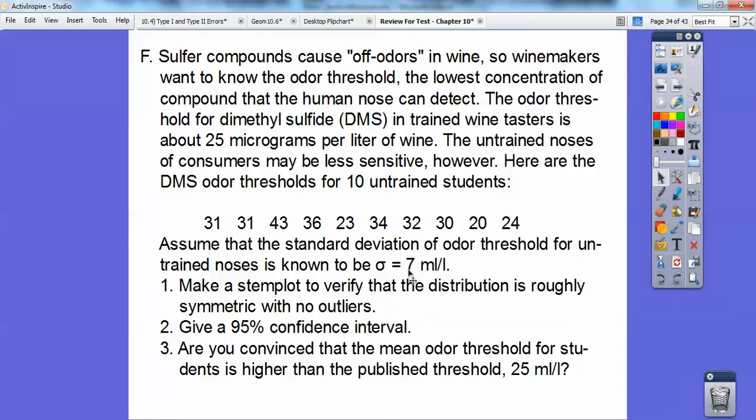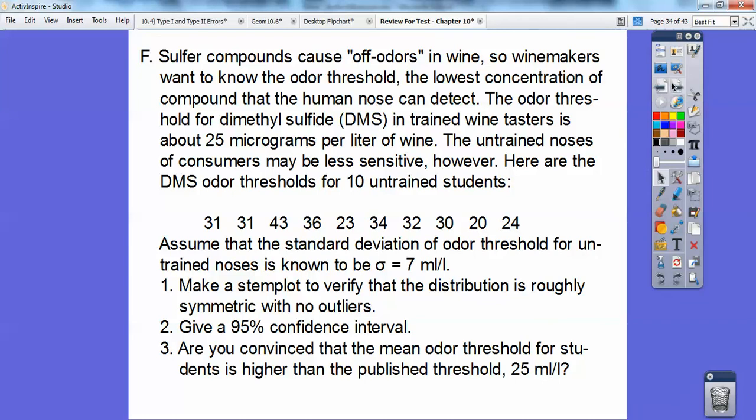So assume that the standard deviation of the odor thresholds for the untrained noses is 7 milligrams per liter. I'm sorry, that should be mg, milligrams per liter. Make a stem plot to verify the distribution is roughly symmetrical with no outliers. Give a 95% confidence interval, and then use that. Are we convinced that the mean odor threshold for students is higher than the published threshold of 25 milligrams per liter?